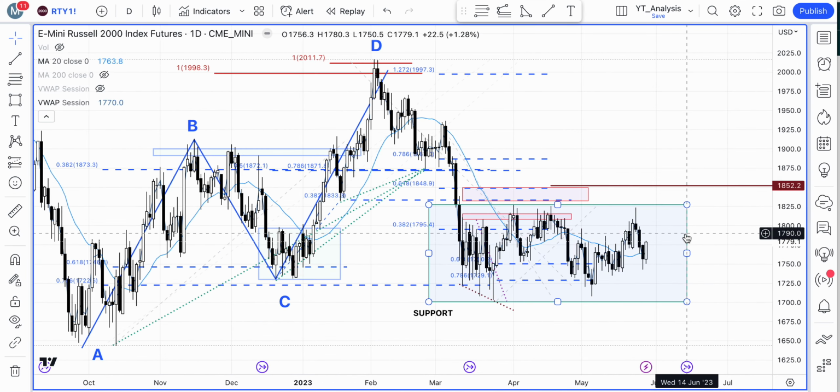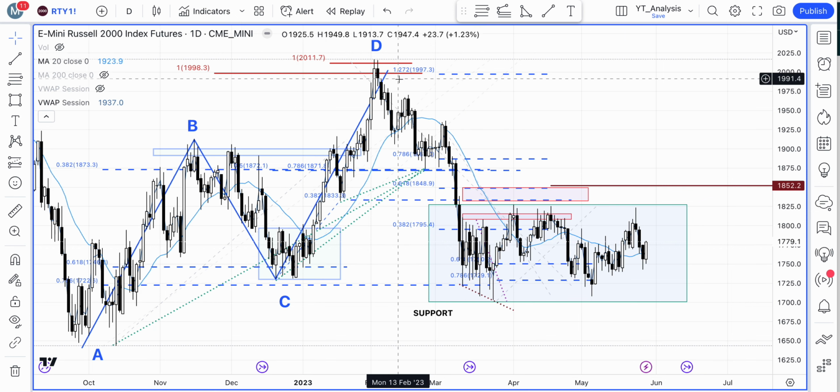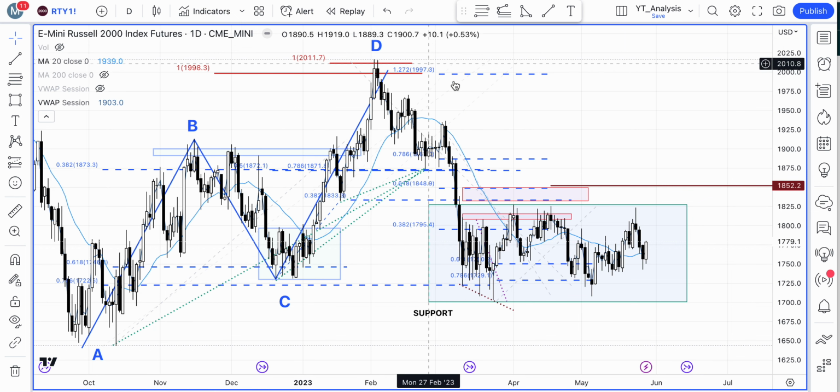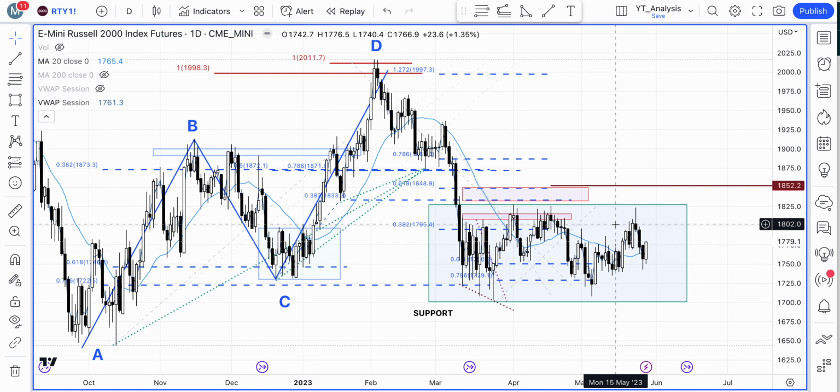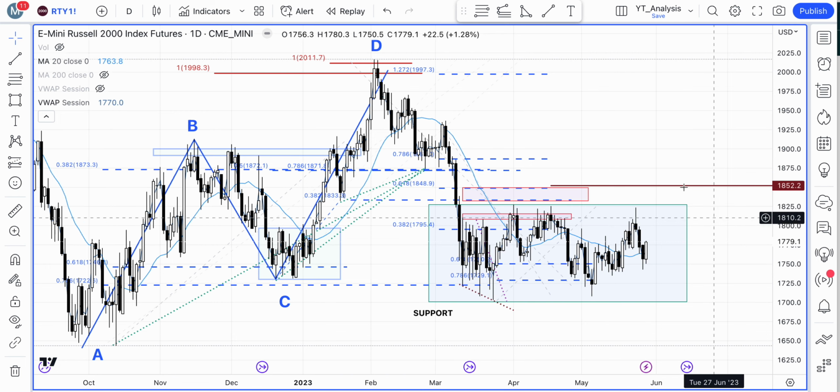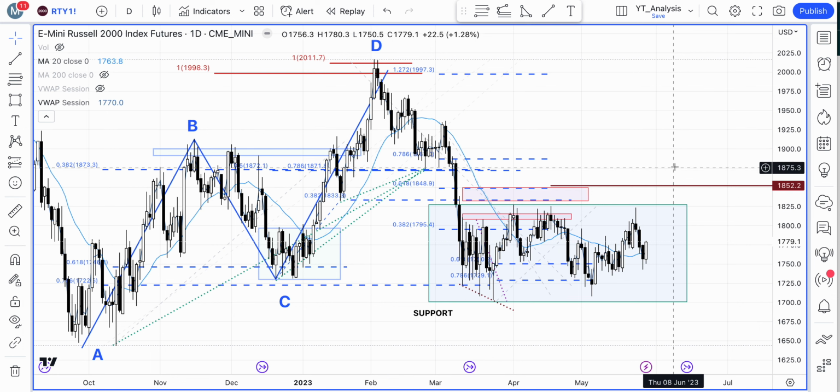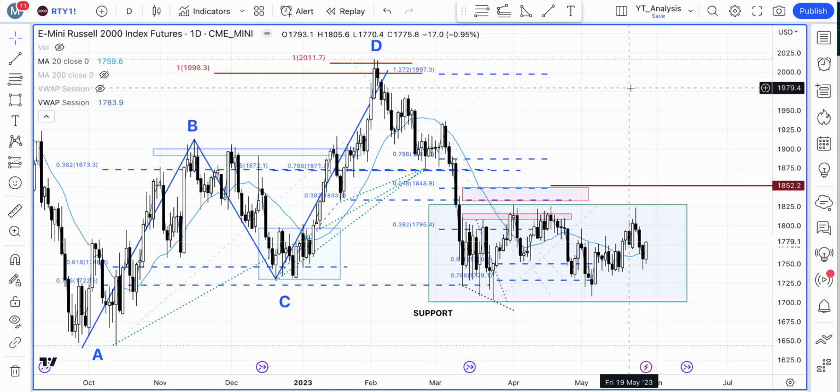So if you look at Russell after forming this nice ABCD formation here, 1-to-1 projection, it's just had a heck of a sell-off, and it's just been in a trading range here. It really needs to get above 1852 to be able to try to make a recovery towards the highs again.